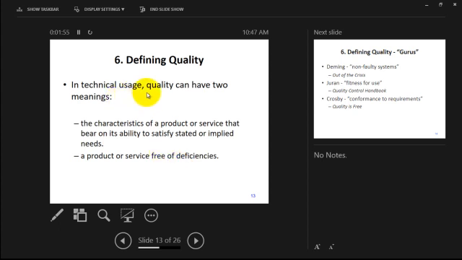in technical usage, quality can have two meanings. One is the characteristics of a product or service that appear, or its ability to satisfy stated or implied needs. The same definition, if you can say that to satisfy the need of the customer is the quality, and the second is a product or service free of deficiencies, that is a quality product. If there are very few deficiencies, if it is a service free of deficiencies, then it's a very good quality product. A very simple definition of the quality.